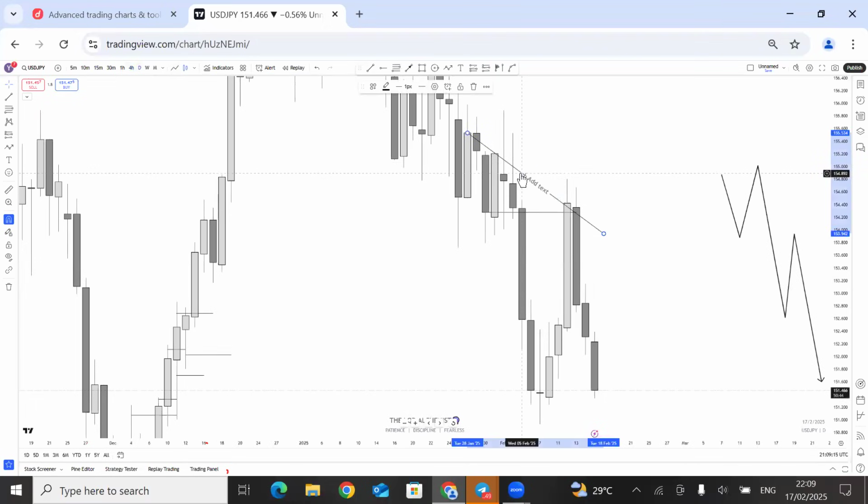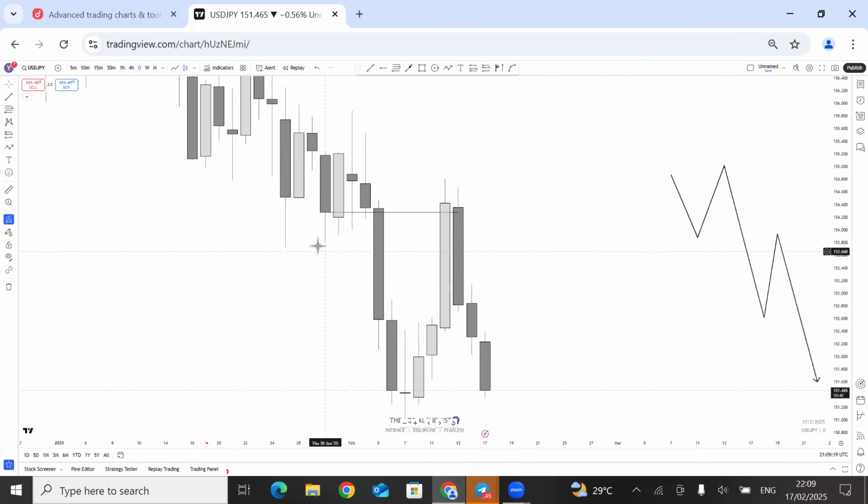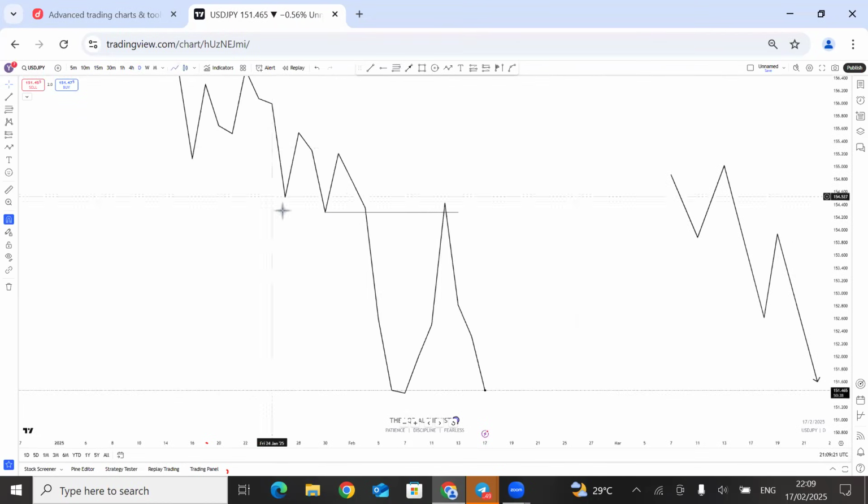Without the trend line, even the trend line is just an added confluence. It's not a confirmation, but an added confluence. So let's continue on. We have our V-shaped key level, which turned into an A-shaped key level. Price came there, tapped here, and we're expecting price for a sell.